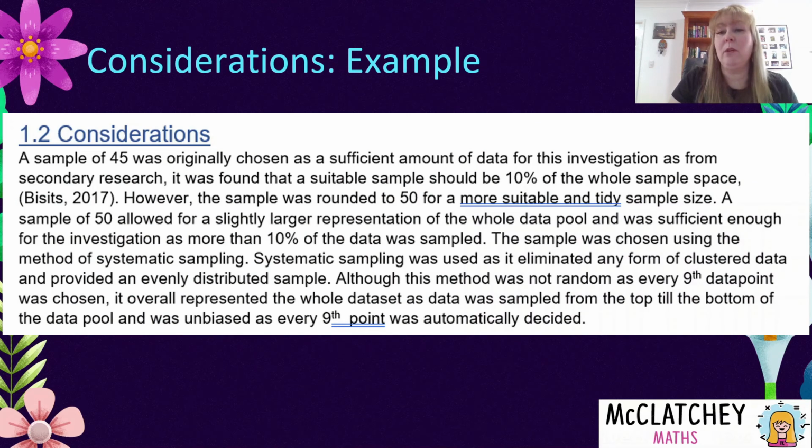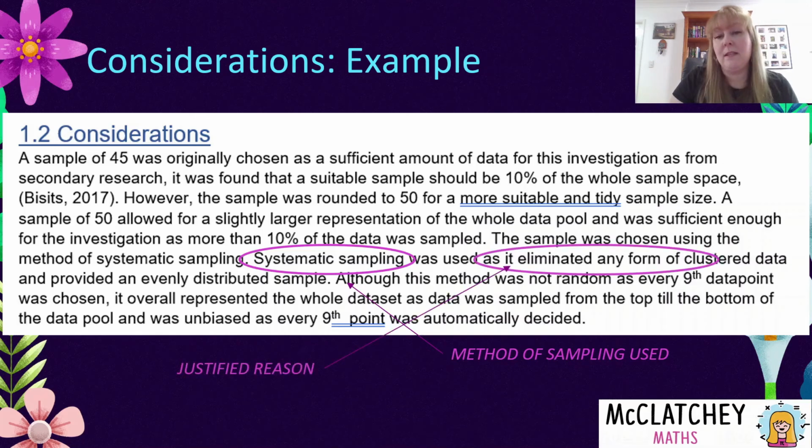Here's another example of a student and how they have used considerations. And you'll notice on here that they've talked about what method of sampling that they use. They use systematic sampling, and they've given a reason why. So it's not just enough to say, I use systematic sampling, but it's important that they explain why they actually chose that particular method. So this is a great considerations paragraph.